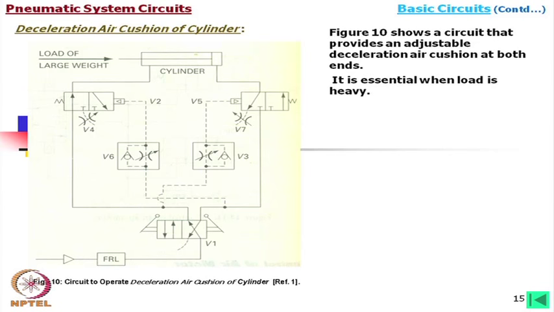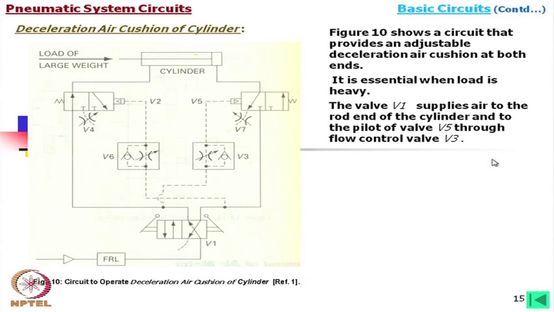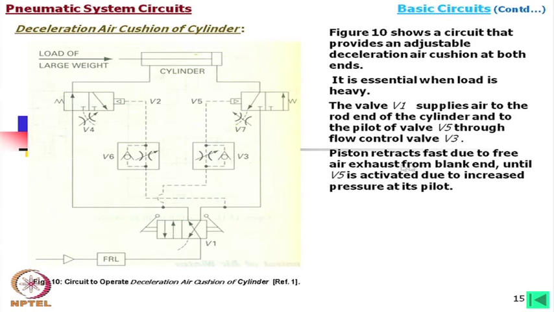In case of air, how is it done? Let us see pneumatic systems. The valve V1 supplies air to the rod end of the cylinder and to the pilot of valve V5 through the flow control valve V3. So, the valve V1 supplies air to the rod end side, as well as to the pilot side of this. Okay. Piston retracts fast due to free air exhaust from this end until V5 is activated, until this one is activated due to increased pressure at its pilot.